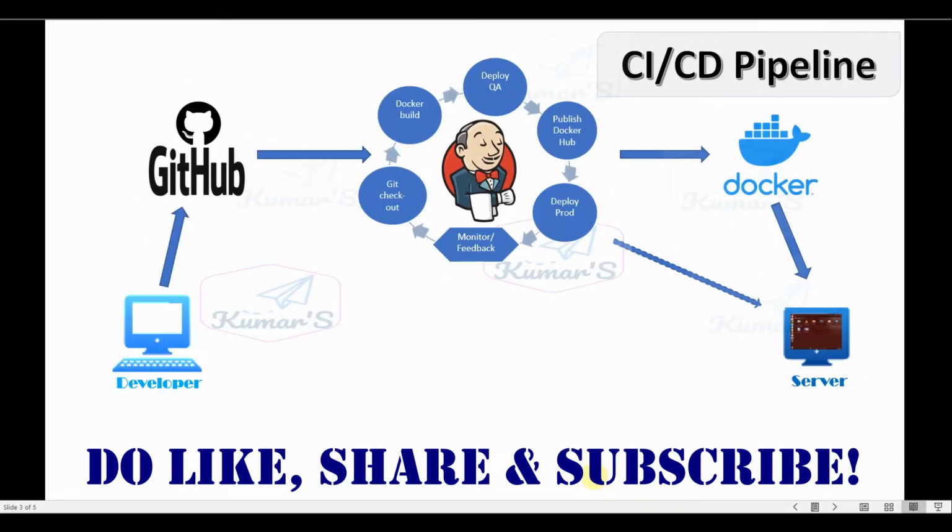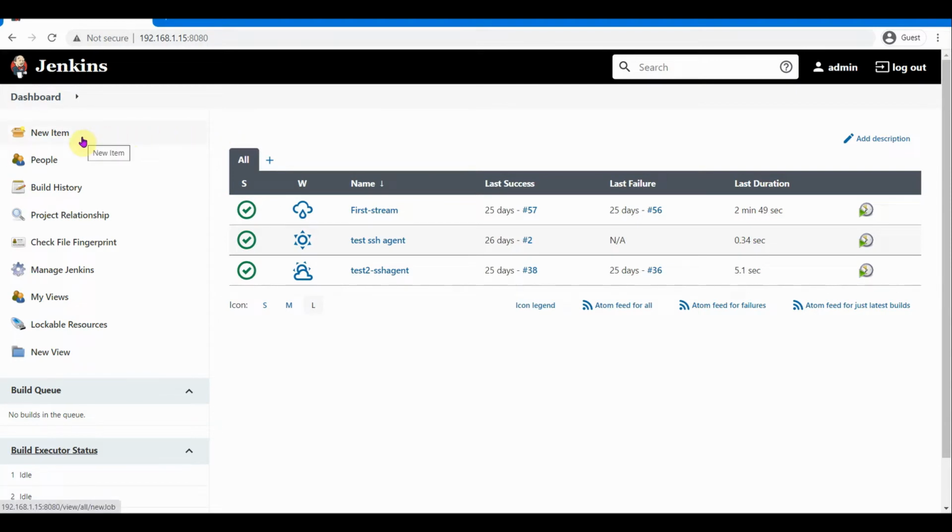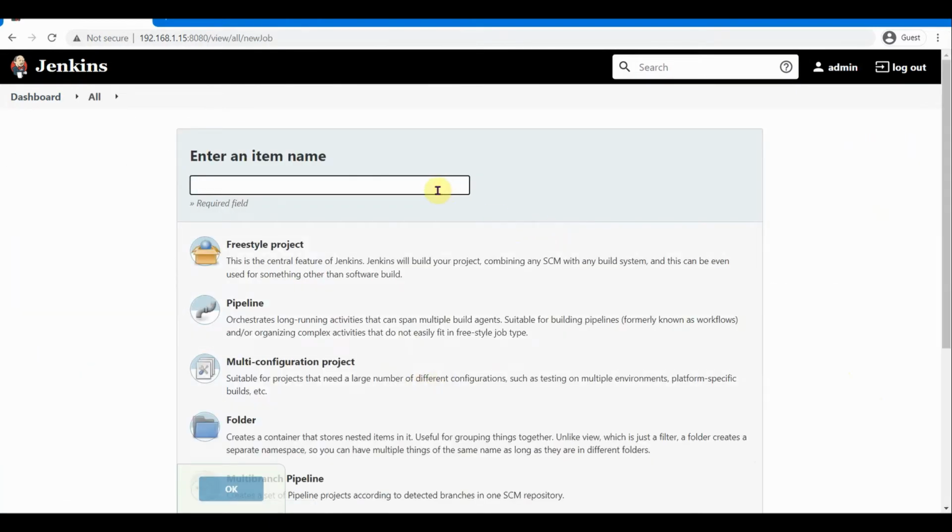So I guess we have covered all the required components in our CI/CD pipeline. So let us go ahead to Jenkins and start creating our pipeline. This is my Jenkins server, and let's create a new job, new item. Let us put a name for our Jenkins job. Let us put Python CI/CD pipeline, click on pipeline and click OK.